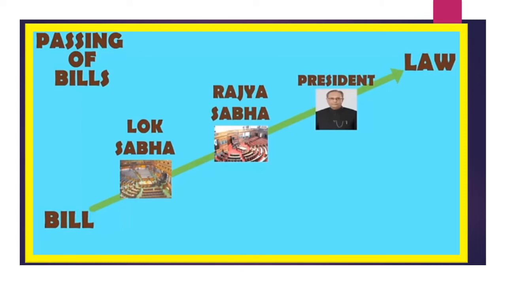An ordinary bill can be initiated either in the Lok Sabha or the Rajya Sabha. Now, if the Rajya Sabha does not like the proposals made by the Lok Sabha, it can always give its recommendation and send it back without voting and passing the bill in the House.